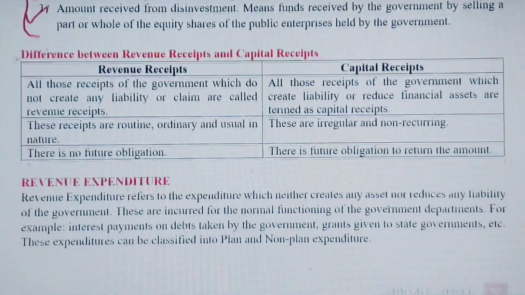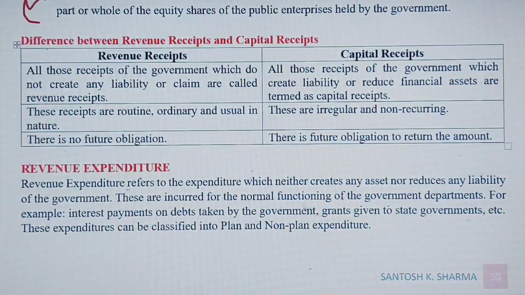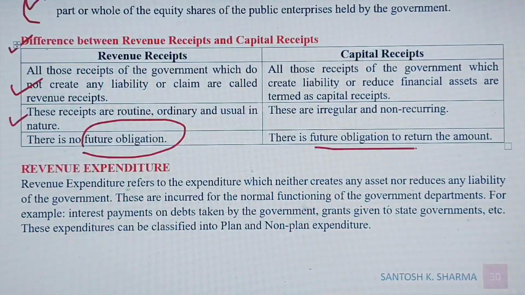Okay. Now this is the difference between revenue receipt and capital receipt. It's very simple one. In the first difference, you can write the meaning of both these things, and then its main important features, like revenue receipts are routine, ordinary and usual in nature, whereas capital receipts are irregular and non-recurring. And revenue receipts do not create any future obligation for the government, whereas these create future obligation for the government. So like that. Okay, now we have talked about the receipts.